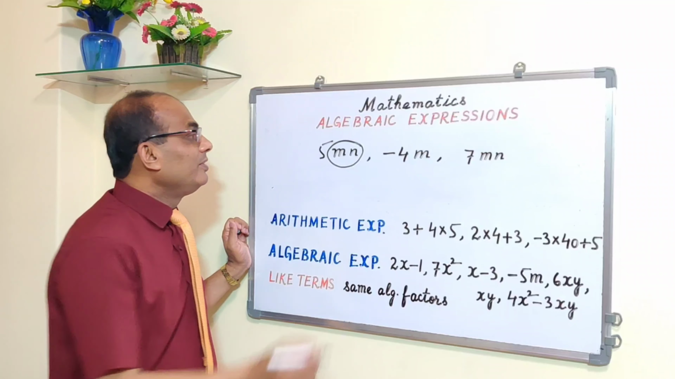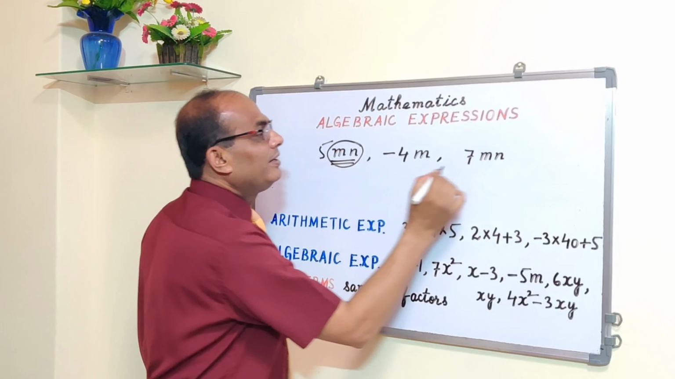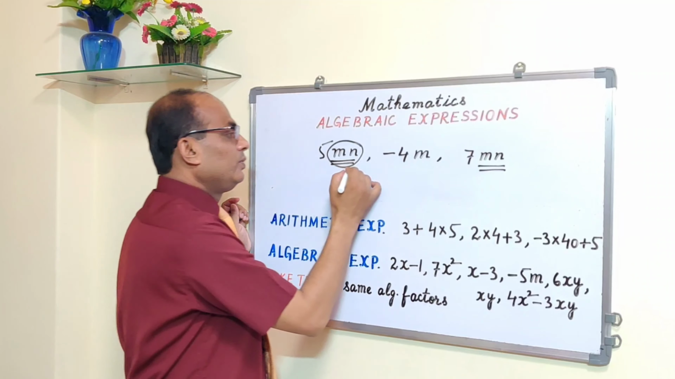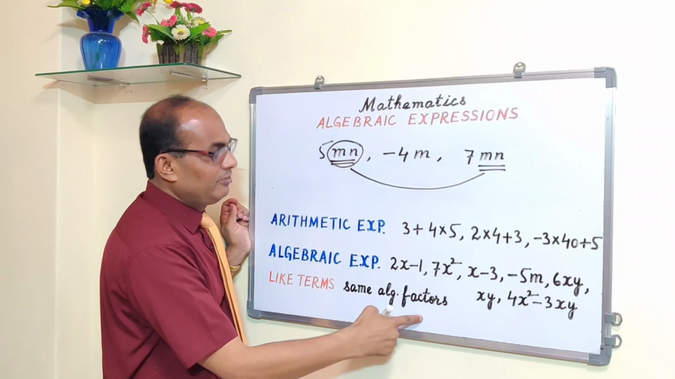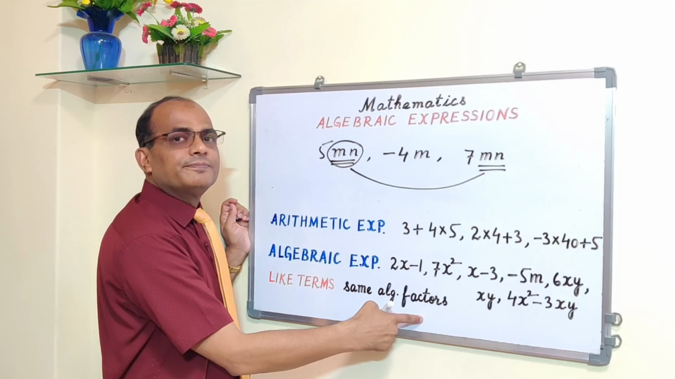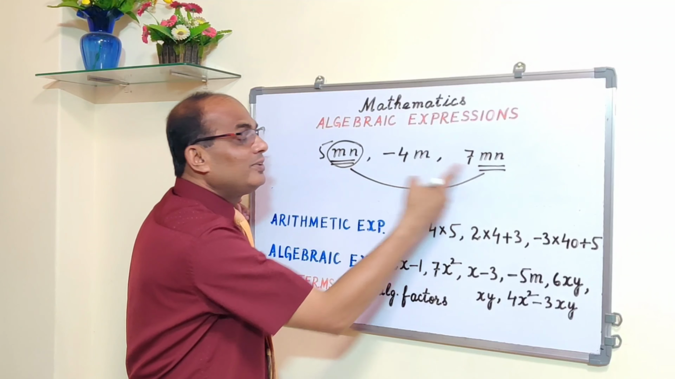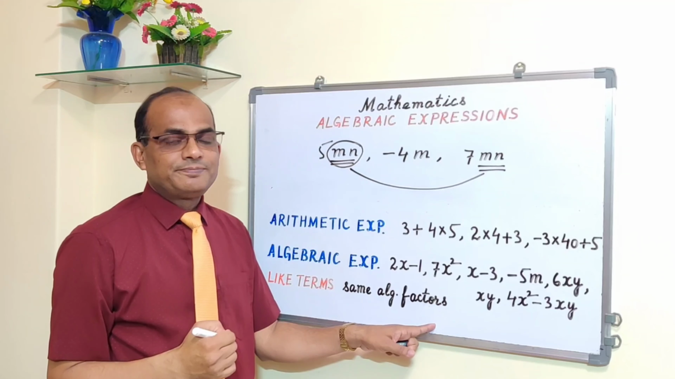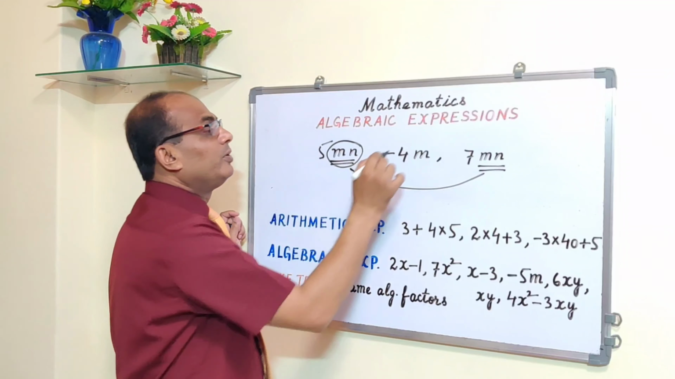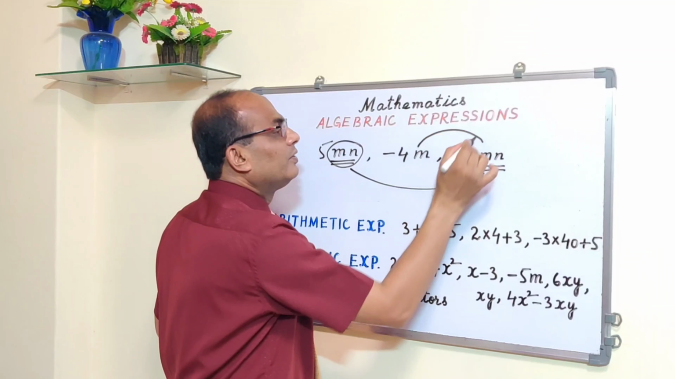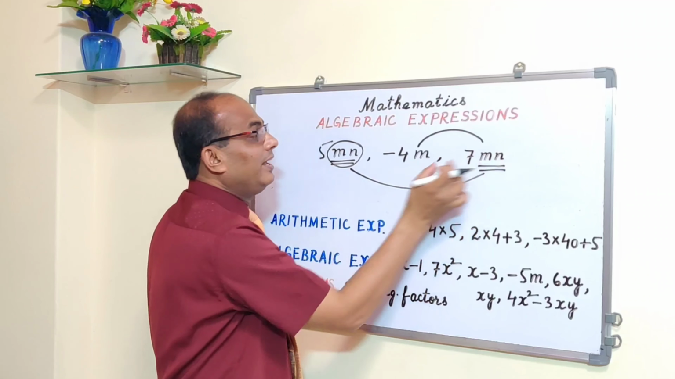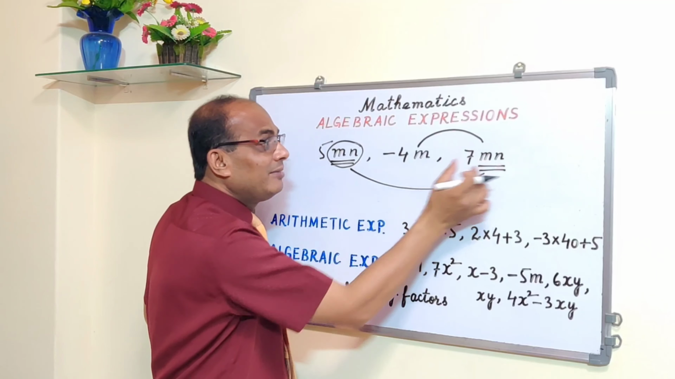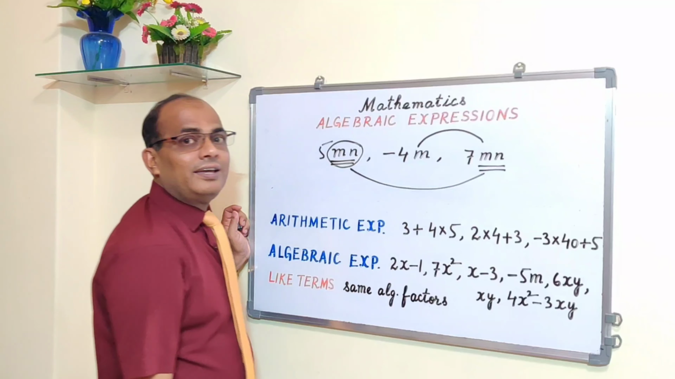Which are the like terms? The algebraic factor mn is the same in these two terms. So same algebraic factors, same variables. So these two terms are like terms because they have the same algebraic factors. And if you talk about these two, here the algebraic factor is mn and here it is m. They are not the same, they are different. This is m and this is mn. So they are unlike terms.